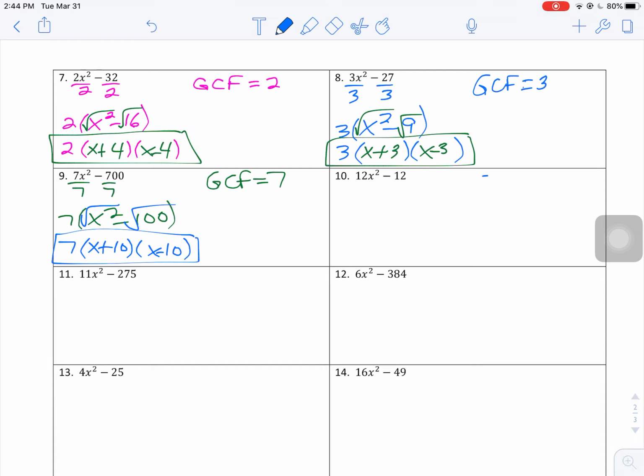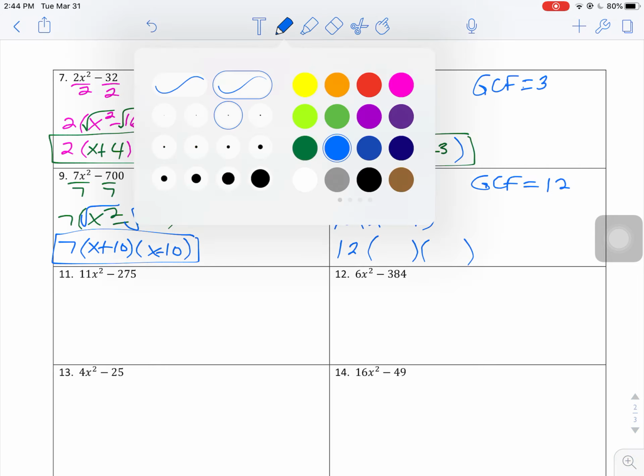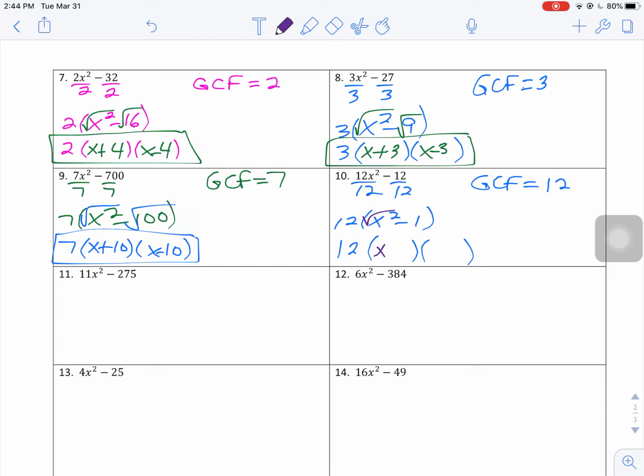Number 10, is there a GCF other than 1? Yes, it's a 12. So divide out a 12. Looking at your leftovers in the parentheses, it's two terms, it's subtraction, both terms are perfect squares. So drag down your 12, and then get your two sets of parentheses. Square root of x squared is x. Square root of 1 is 1. Make one positive, make one negative, done.